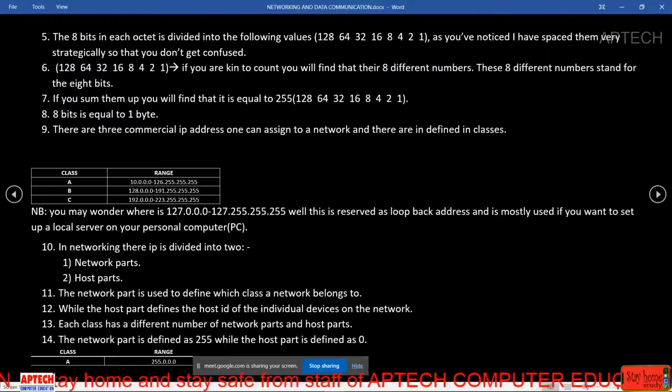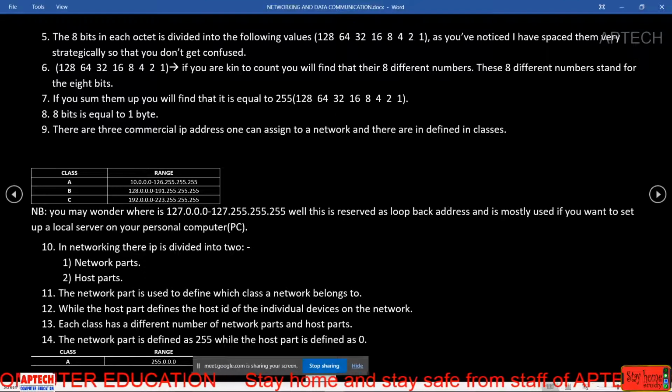They gave different ranges. For class A, we have from 10.0.0.0 to 126.255.255.255. Then for class B, it is 128.0.0.0 to 191.255.255.255. Then for class C, it is 192.0.0.0 to 223.255.255.255. This you need to master.